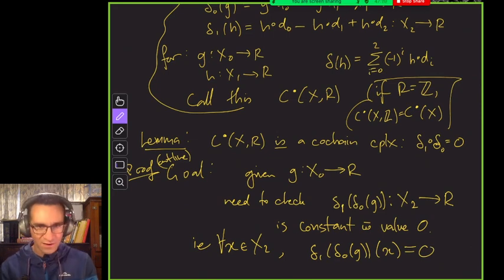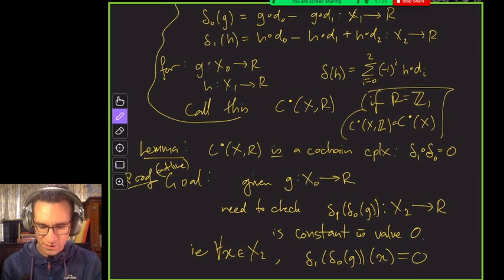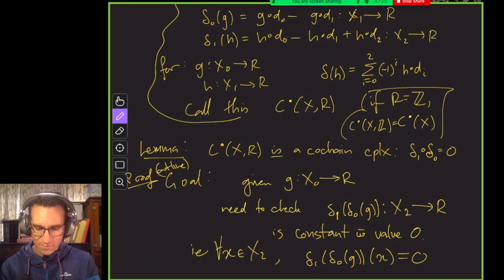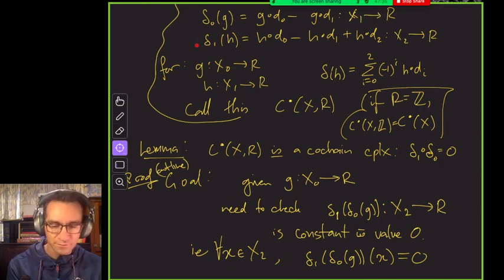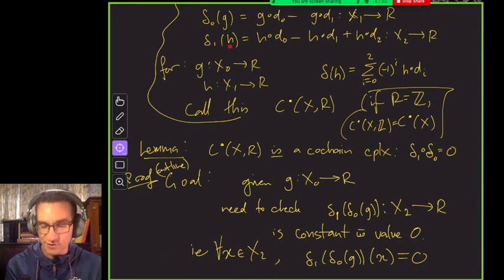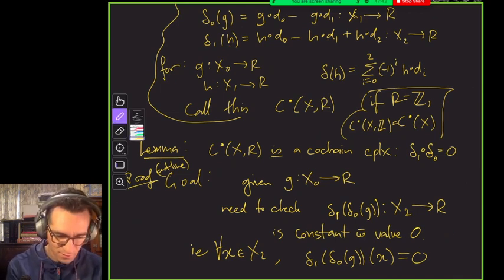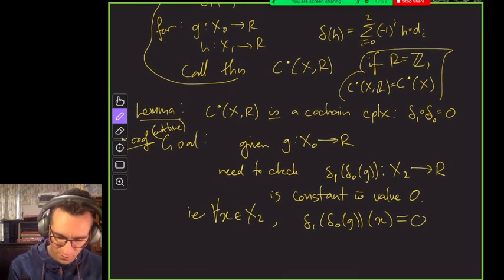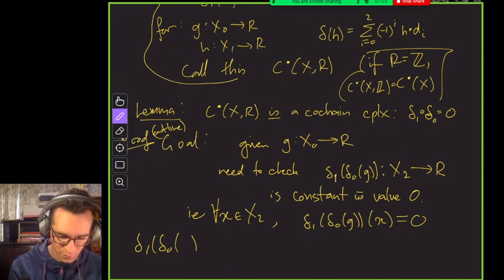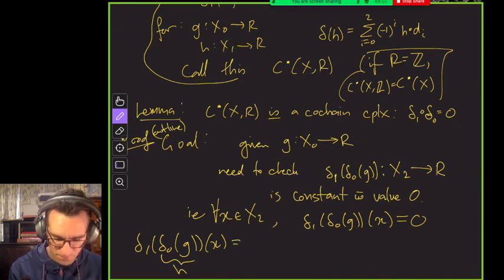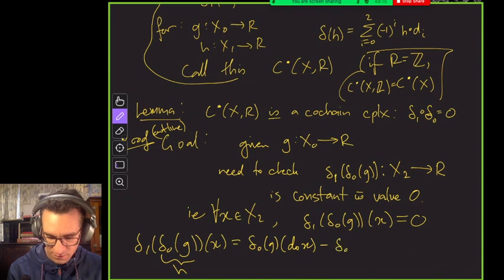And you have to unpack this. You have to go back and say, all right, so what is delta 1 of something? And then you go back up to this line, and you say, my h here is delta naught of g. So I'll deal with that in a moment. But let's just start out the calculation. I should have delta 1 delta naught g of x. This I'm thinking of as my h. So this is going to be delta naught g of d0 x, and the same thing for the others.